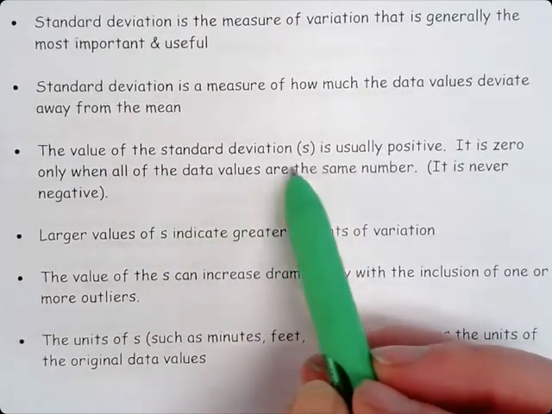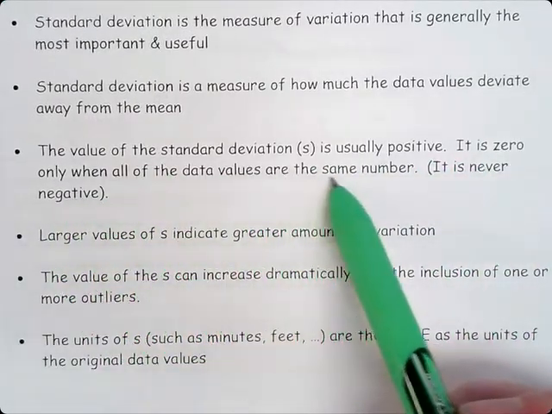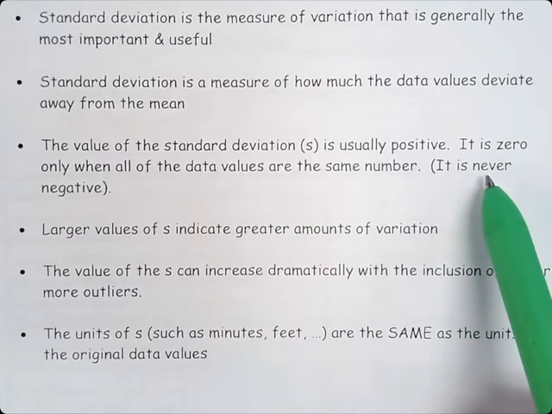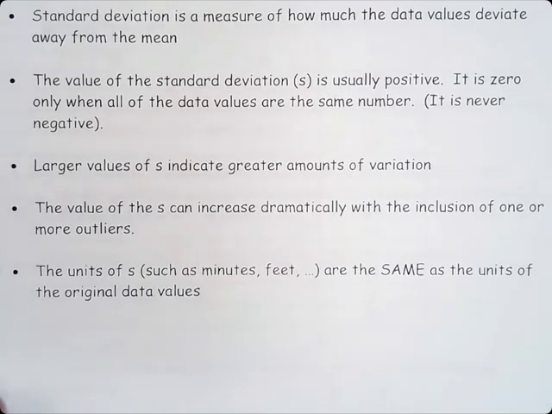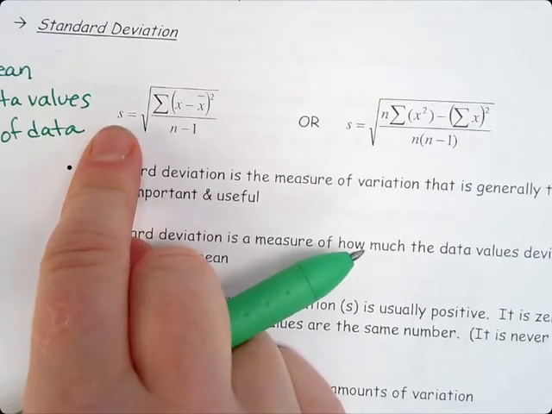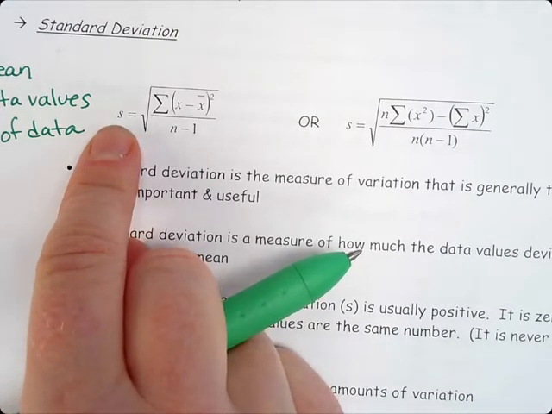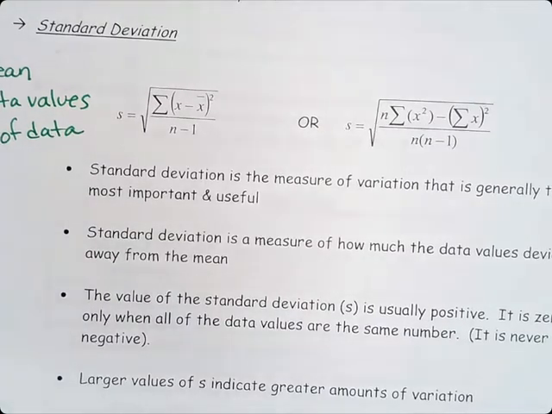The value of the standard deviation is usually positive. It is zero only when the data values are the same number. It is never negative. Larger values of s indicate greater amounts of variation. So if your standard deviation is really high, that means that your data values are a lot different from each other. But if they're all the same, it equals zero. If they're close to being about the same, it'll be a low number, but it's always positive.